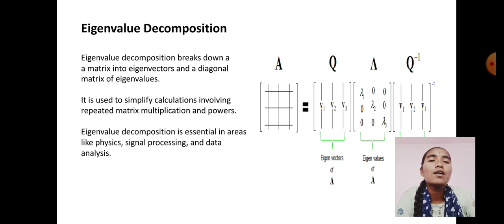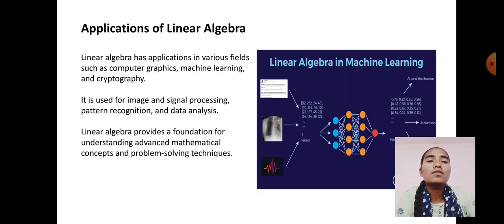Eigenvalue decomposition breaks down the matrix into eigenvectors and a diagonal matrix of eigenvalues. It is used to simplify calculations, including repeated matrix multiplication and powers. Eigenvalue decomposition is essential in areas like physics, signal processing, and data analysis.